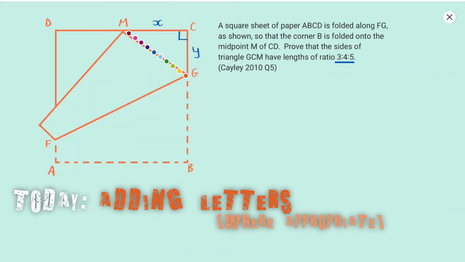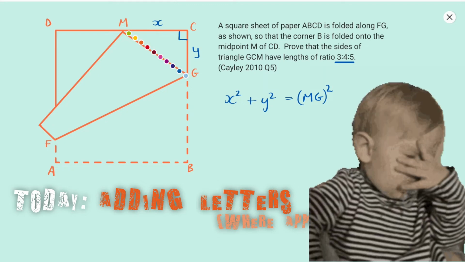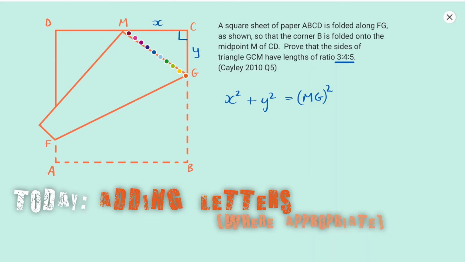You could go ahead at this point thinking, okay, I've got Pythagoras, so what does that mean? We could do x squared plus y squared, and then that's going to be equal to MG squared. Okay, useful. Not massively useful, because if we're trying to prove that these have a ratio of 3, 4, 5, we need to write all of these three in terms of each other. So we need to think again. How can we think about the distance M to G?